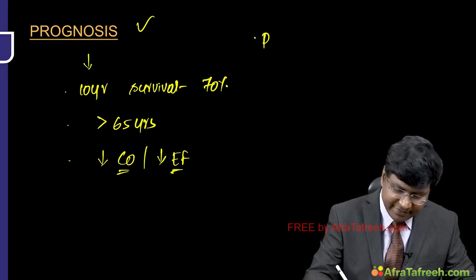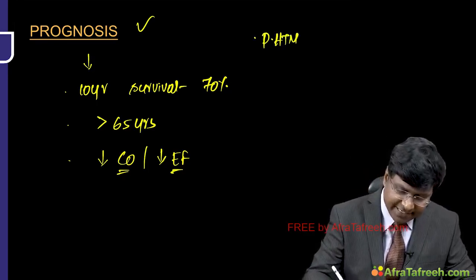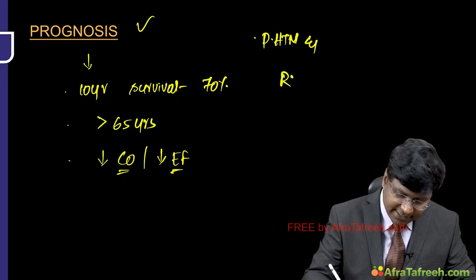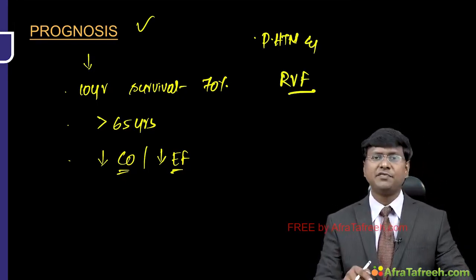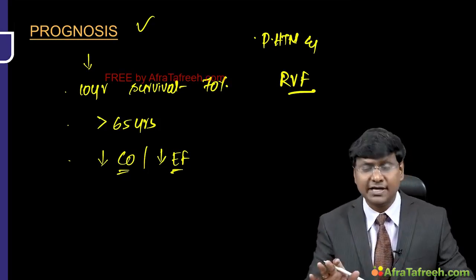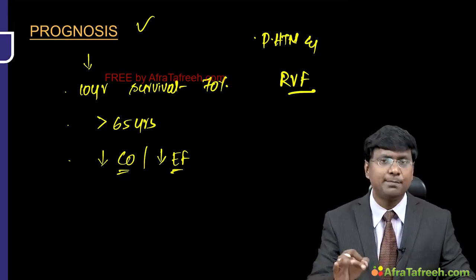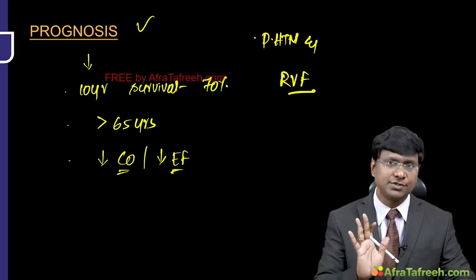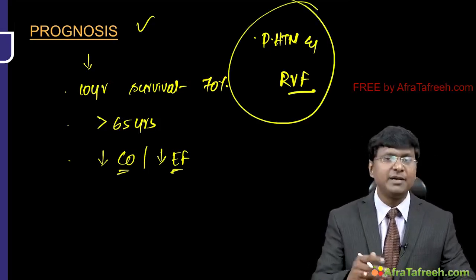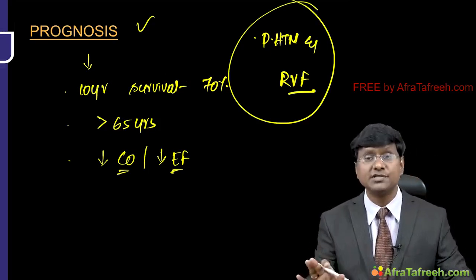Next is the development of other complications like pulmonary hypertension and right ventricular failure. They are not at all ideal prognostic factors for mitral stenosis. If there is development of pulmonary hypertension and right ventricular failure, the prognosis is bad.